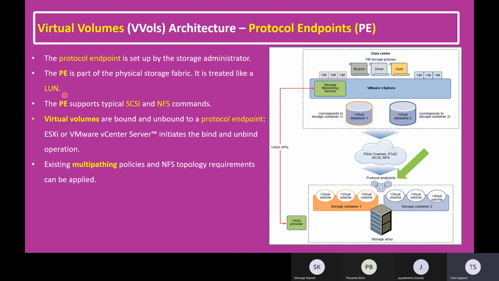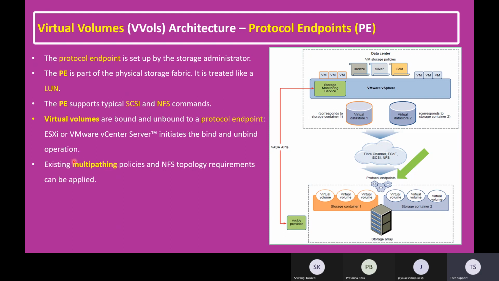It's just treated like a LUN only, but the naming convention is PE. And the PE supports typical SCSI and NFS commands. So we can use the same NFS commands and FC commands, and virtual volumes are bound and unbound to a protocol endpoint. That means whenever you want to bind, you can bind, or we can also use the word unbind. So ESX or vCenter server initiates the bind and unbind operation. And existing multi-pathing policies and NFS topology requirements can be applied.